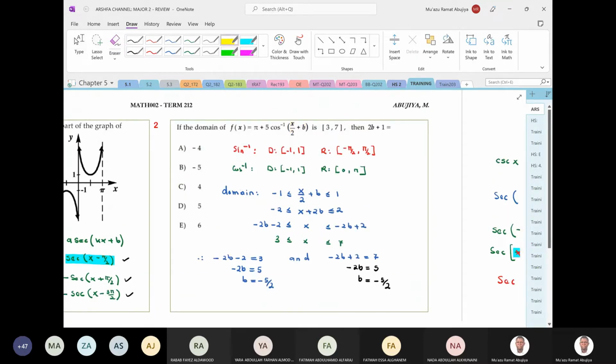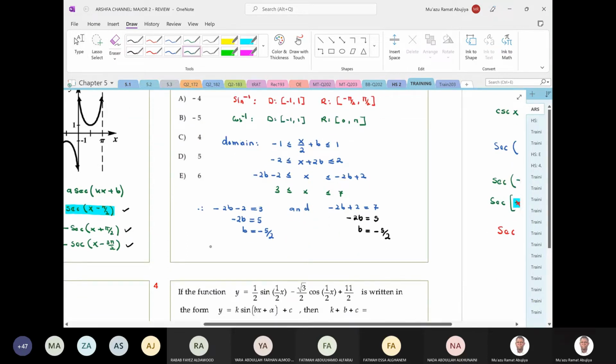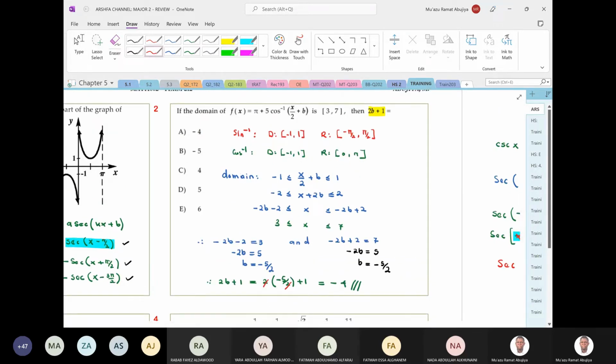The question wants us to find 2b plus 1. So we can say, therefore, 2b plus 1 will be equal to 2 times minus 5 over 2 plus 1. And then the 2s cancel, and we say minus 5 plus 1, which is going to give us minus 4, which is our answer in this case. So here, the option is the first one, A.